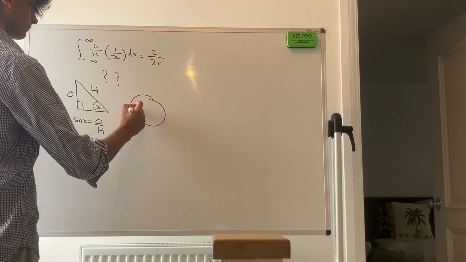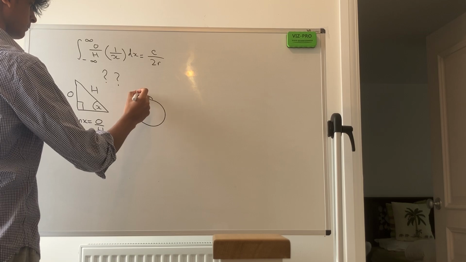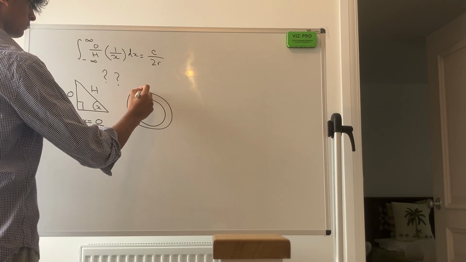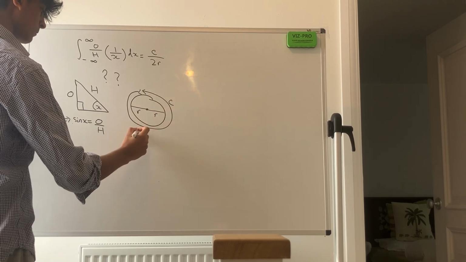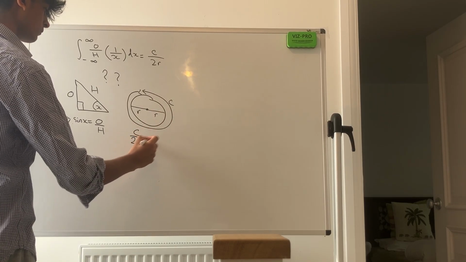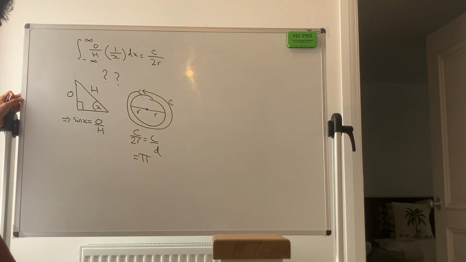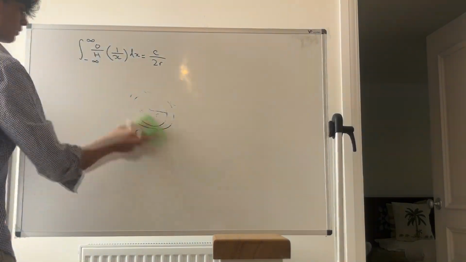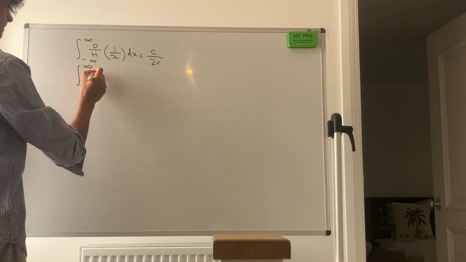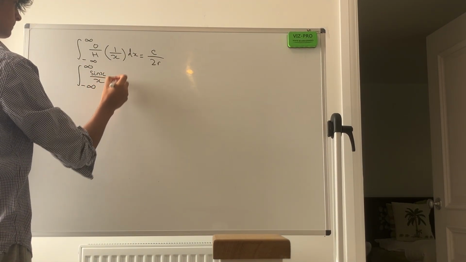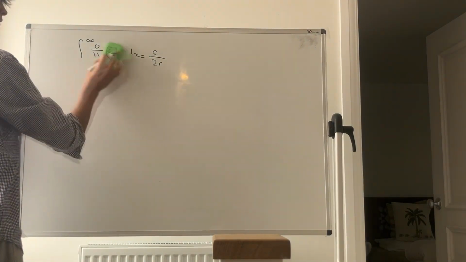So for the c over 2r part, I'm drawing a circle with a circumference c and a radius r. So c over 2r is really just the circumference over the diameter, which is just pi. So really the integral is quite a famous one. After all of that, the integral just reduces to the integral from negative infinity to infinity of sine x over x, and that's equal to pi, which I'm now going to prove using the Feynman trick.